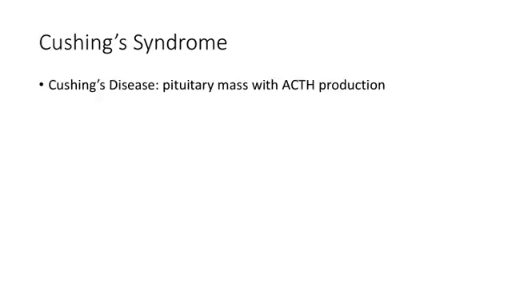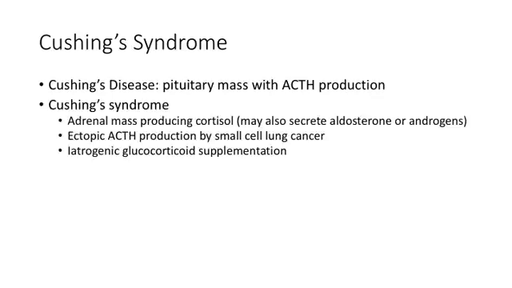So now we'll move on to too much cortisol with Cushing's syndrome, and the diagnosis of these can be a bit more complicated. Cushing's disease is when we talk about a pituitary mass. So syndrome is the umbrella term that applies to any cause of too much cortisol, whereas Cushing's disease is specific to the pituitary. So syndrome could be an adrenal mass, or a lung cancer that's producing ACTH, or it could be us as physicians giving out too many steroids.